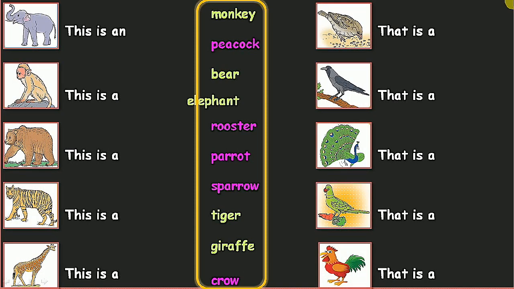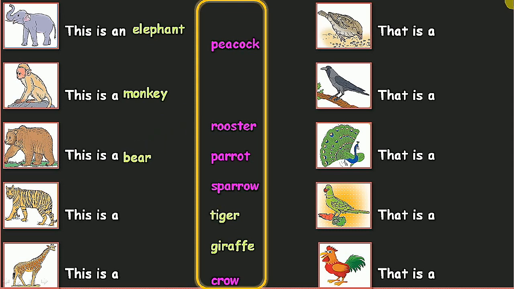First one, this is an elephant. Next one, this is a monkey. This is a bear. This is a tiger. This is a giraffe.